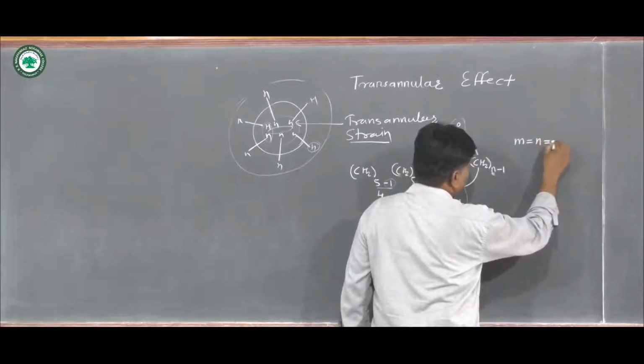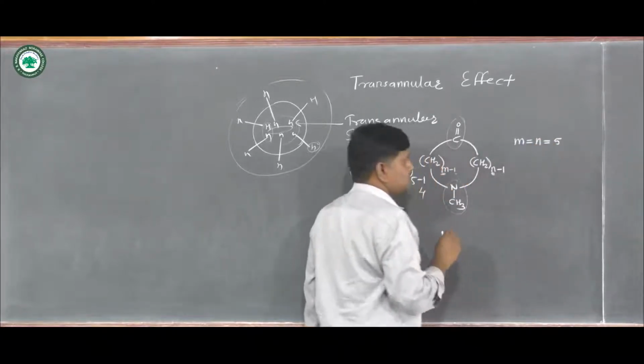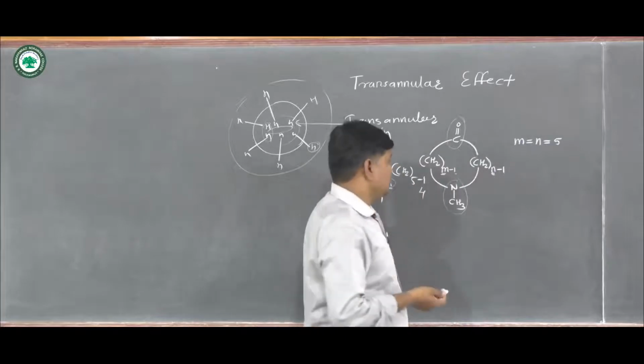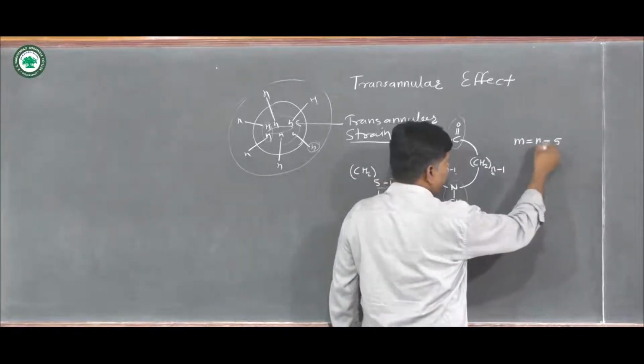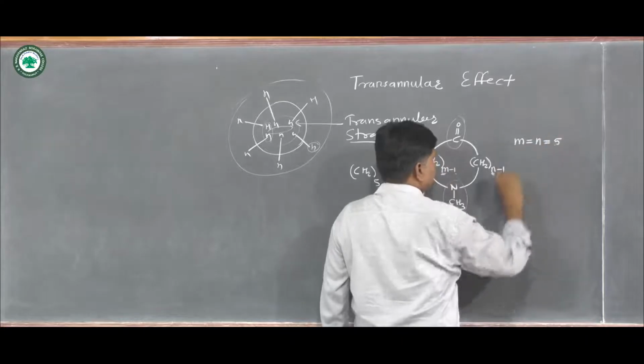M is equal to N is equal to 5, means what? This is a 10-membered ring system. How? The value of M is 5 and N is also 5, so 5 plus 5, a 10-membered ring system.